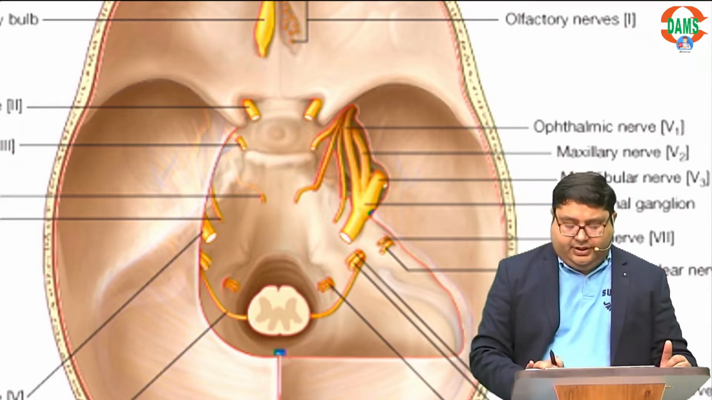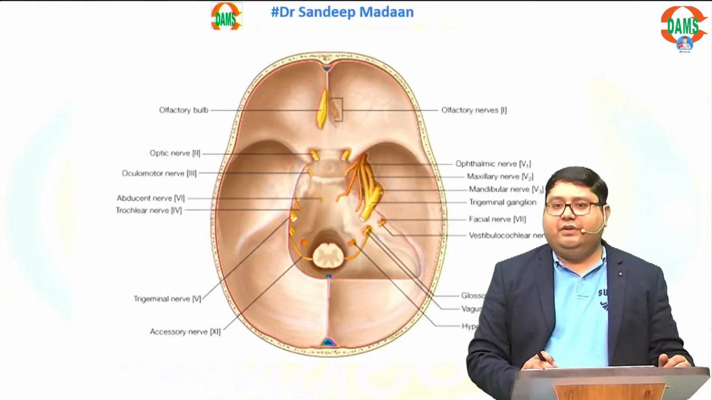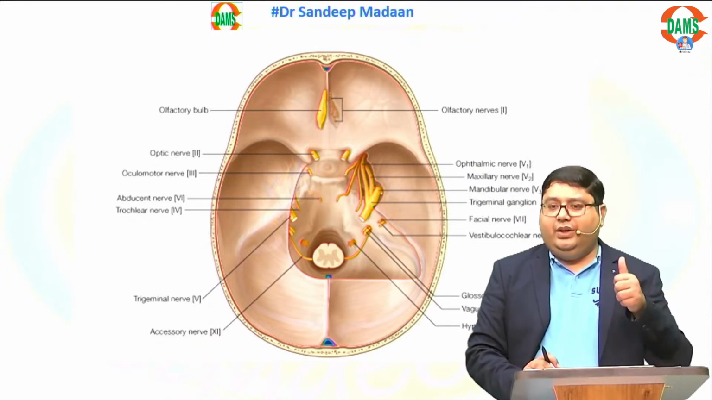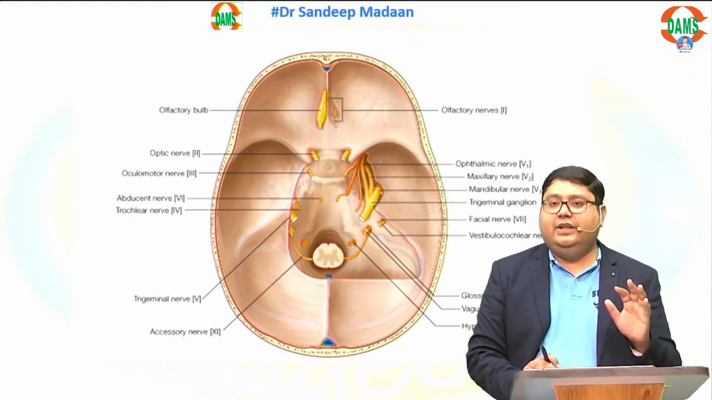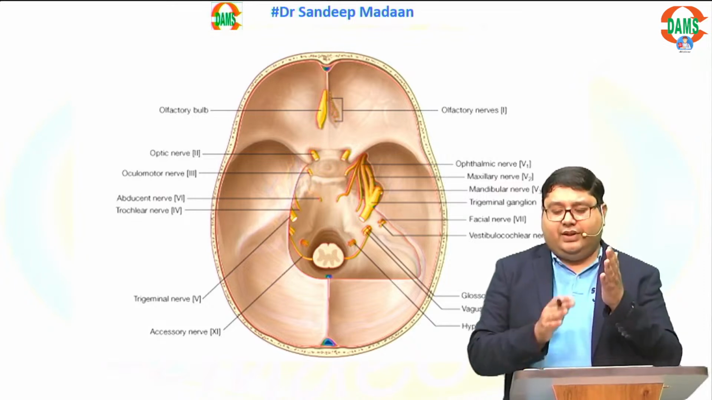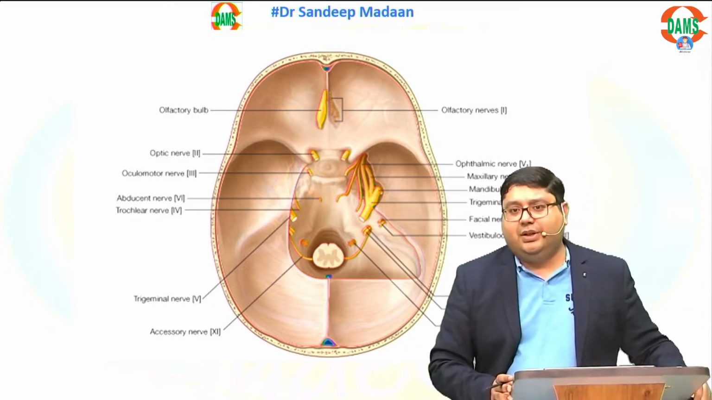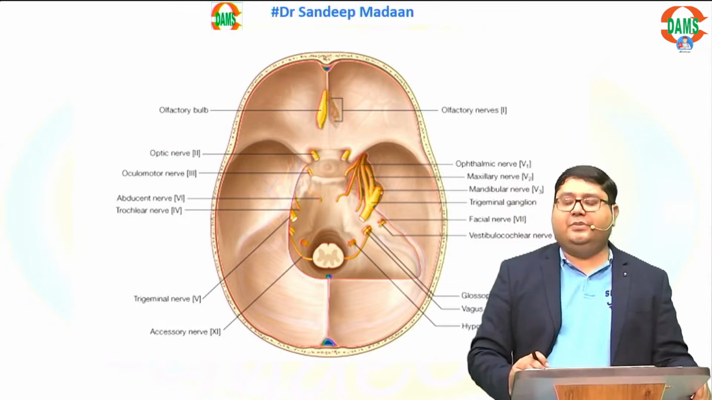Very good. And if I ask which one is sensory, which one is motor, what will be your answer? V1 and V2 are pure sensory. V3 is mixed in nature because we have seen sensory and motor fibers coming together. I hope this much part is okay.